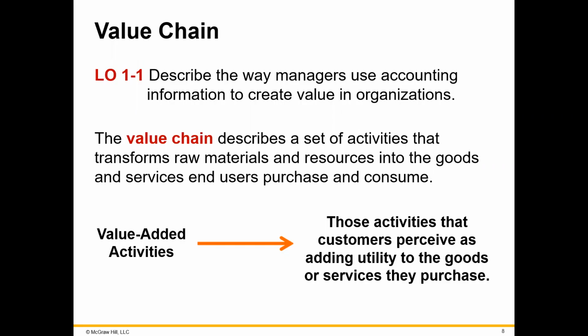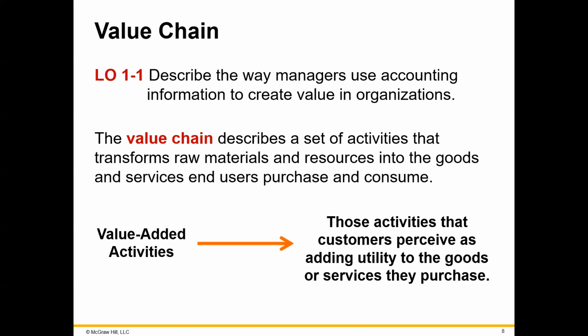The term value chain describes a set of activities that transforms raw material and resources into the goods and services that the end users purchase and consume. Let's say you are a furniture manufacturer. You purchase raw materials such as wood and cloth, you cut them up, sew them together, hammer and nail them together, and you create a piece of furniture.